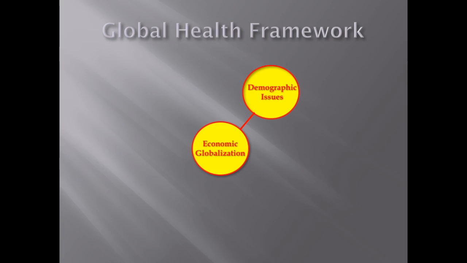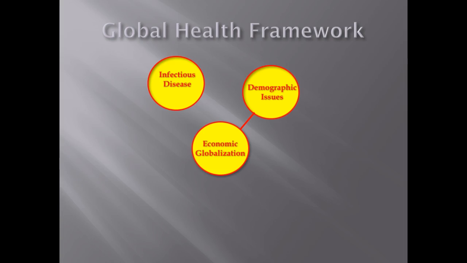Thus far, we've learned a little bit about economic globalization and then demographic issues. All of these demographic issues we've discussed impact economic globalization and vice versa. For example, urbanization is in direct response to improved economic opportunities in cities, which arises because of economic globalization.